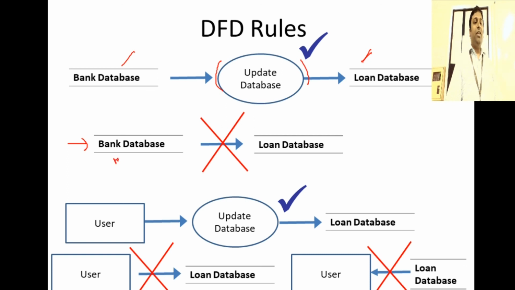You should never model something like this because it has no meaning. This can be a MySQL database. This can be your, say, graph database, something like that. How can data from two databases be exchanged without a process in between? Please ensure that.